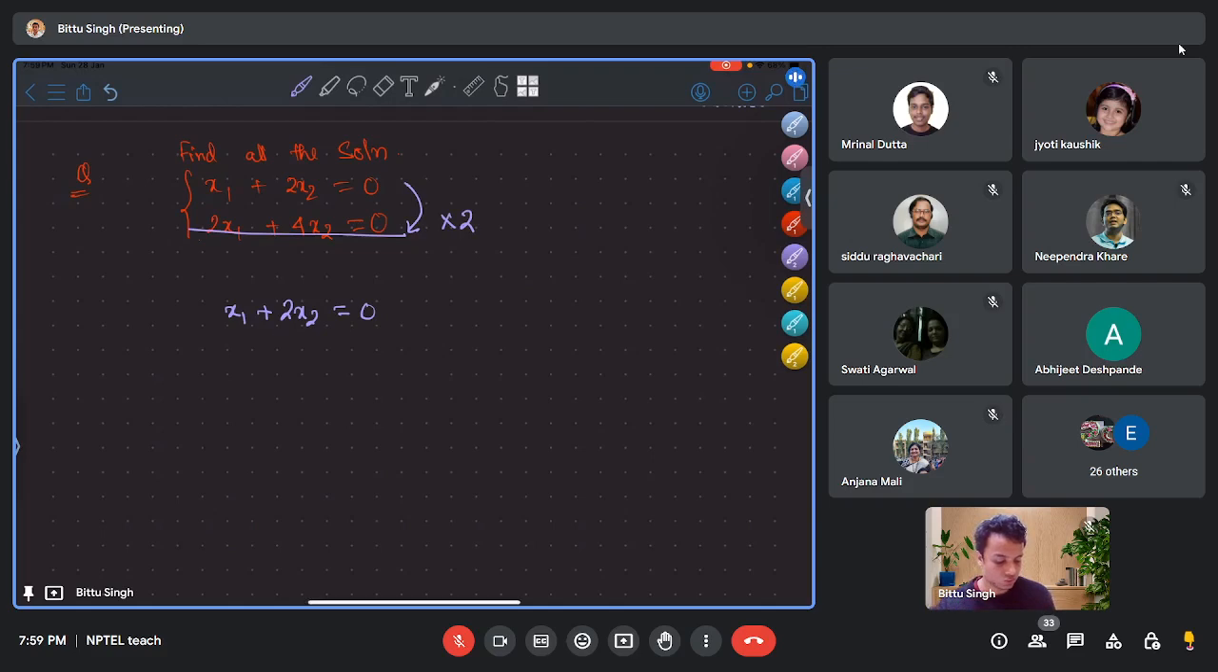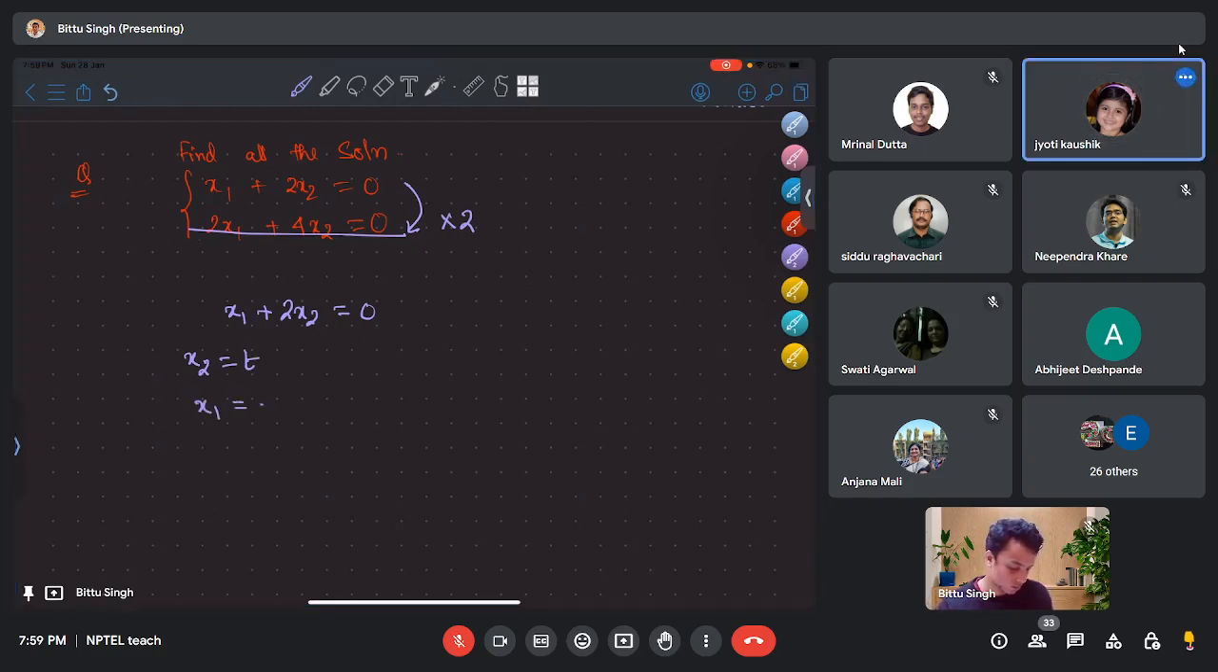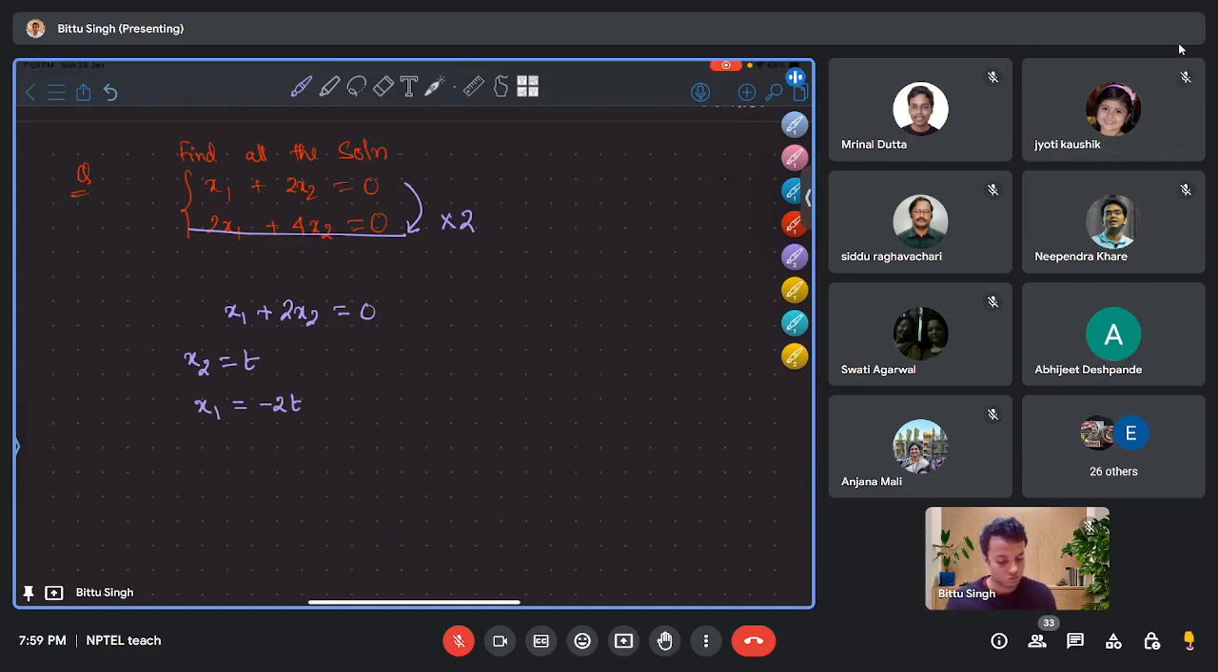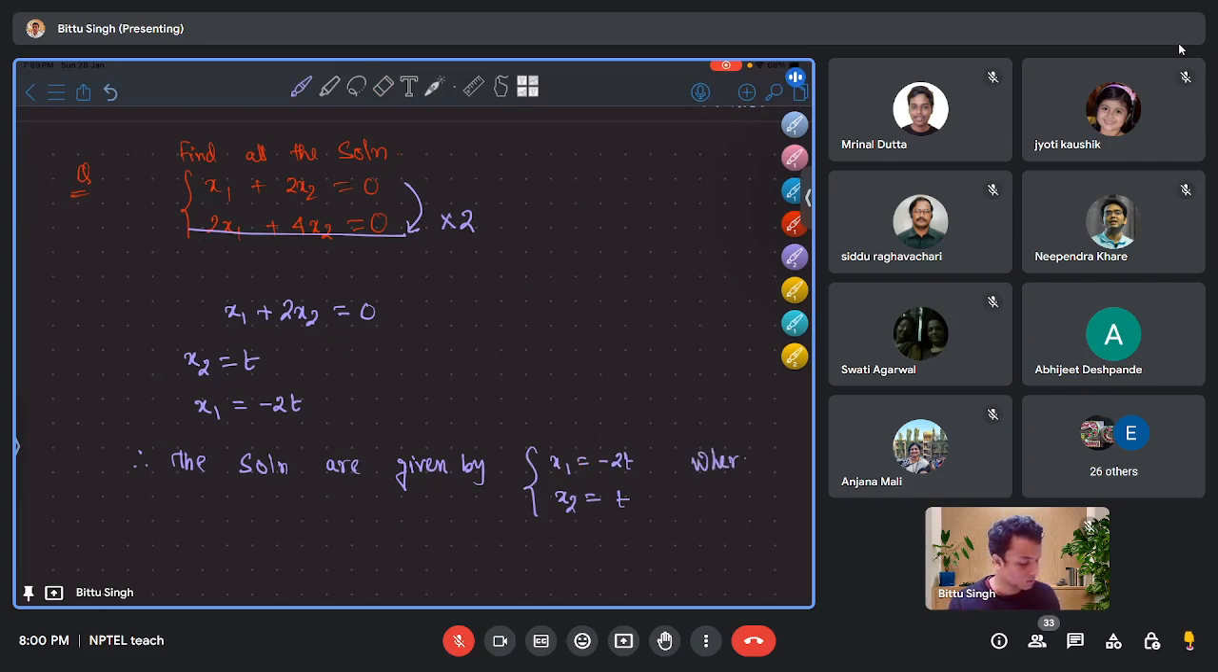The free variable is x2. So set x2 equal to t. Then x1 is minus 2t. So the solution can be given in this way: x1 is minus 2t, and x2 is t, where t is any real number.